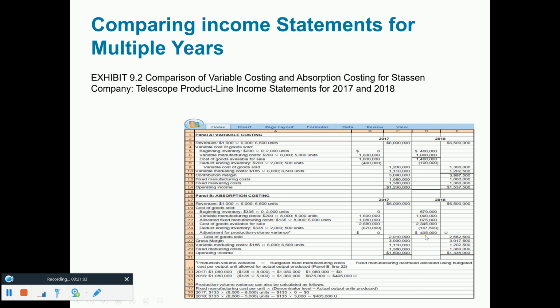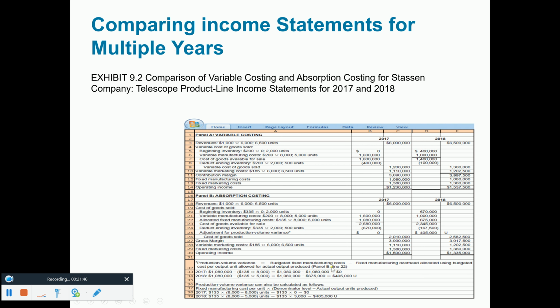And then we are also going to adjust for the production volume variance that we learned in the prior chapters. Okay, the $405,000 production volume variance, and you can see it down here. It's going to be the budget for the fixed cost. Remember, that's $1,080,000 minus the fixed overhead using the budget, and we're going to actually show that adjusted for actual output. Okay, so we have the budget, which is $1,080,000 minus $675,000. How do we get the $675,000?